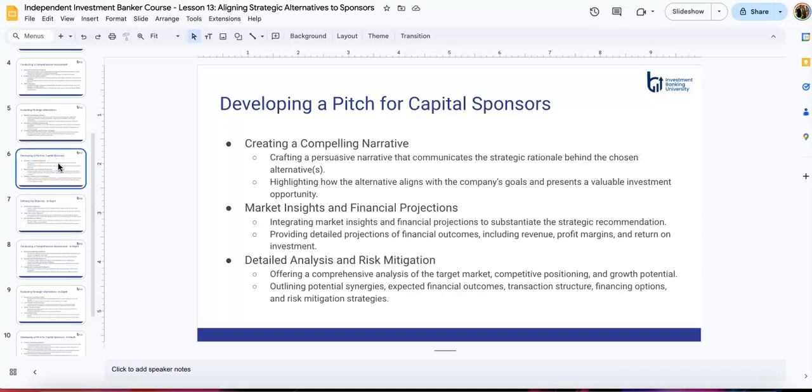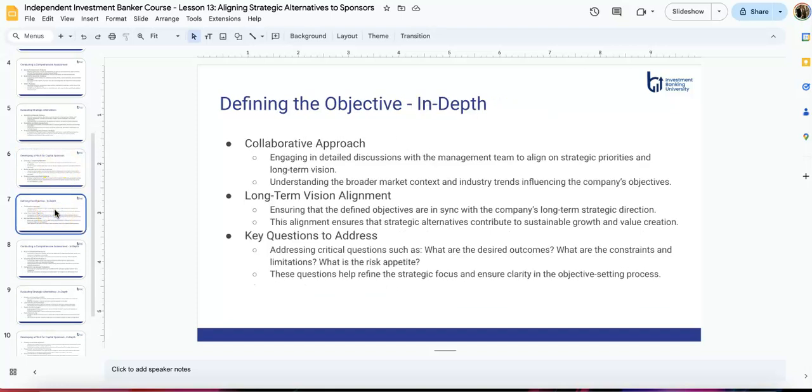Once we've modeled out and done the quantitative aspect, we need to develop a pitch book for capital sponsors. And what that ultimately is going to mean is: this is the alternative. Here's the impact that it's going to have. Here's what we see envisioning happening. Here's where you're trying to go. You've told us that you needed to accomplish XYZ, deliver XYZ returns to shareholders. Here's how we're going to do that. Here's an option to do that. And so it's going to include market insights, financial projections, detailed analysis, risk mitigation. We're trying to win that business as an investment banker to implement that alternative.